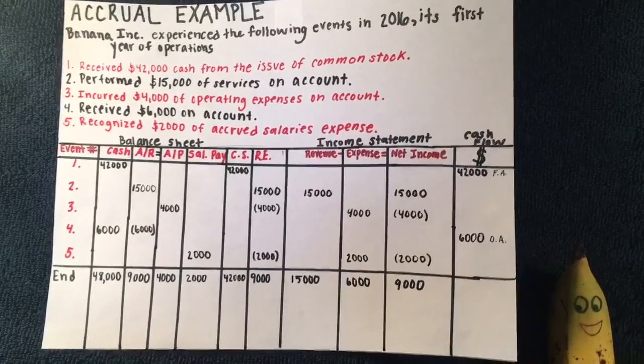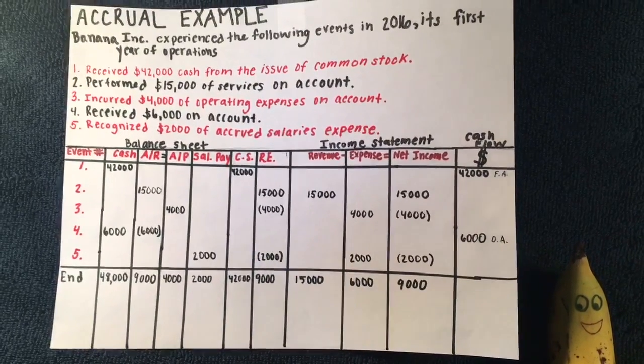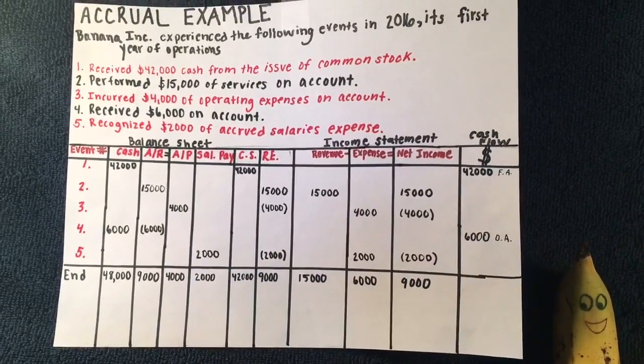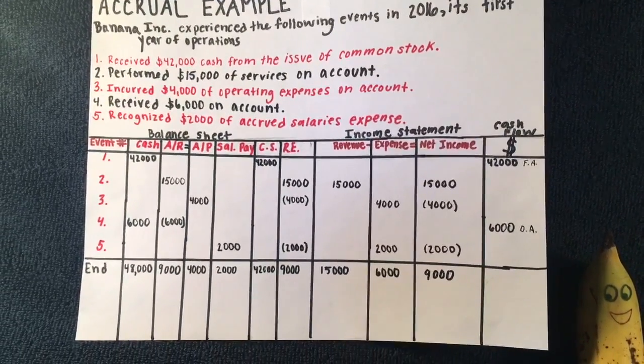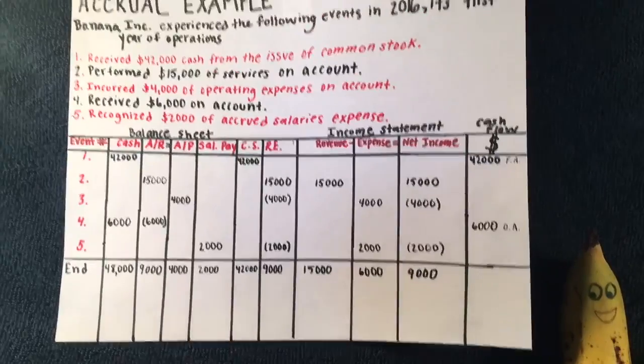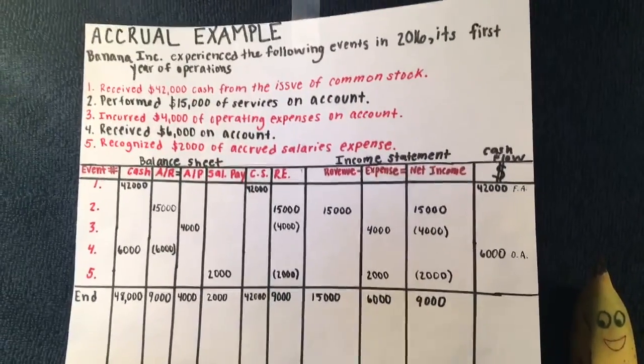In Event 5, Banana Inc. recognized $2,000 of accrued salaries expense. So this would increase salaries payable by $2,000. It would be a $2,000 salary expense, which would decrease net income, and when closed out would decrease retained earnings by $2,000.